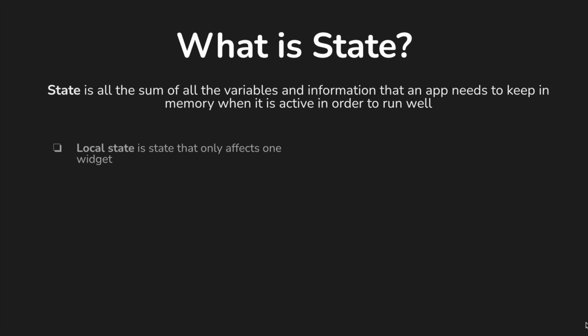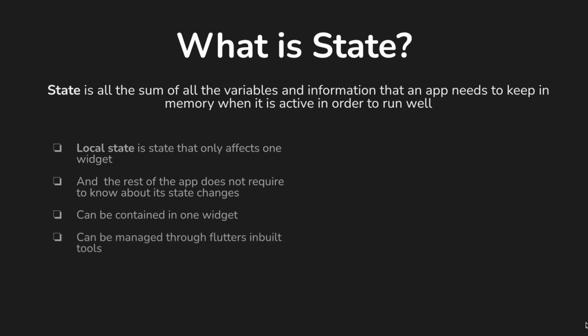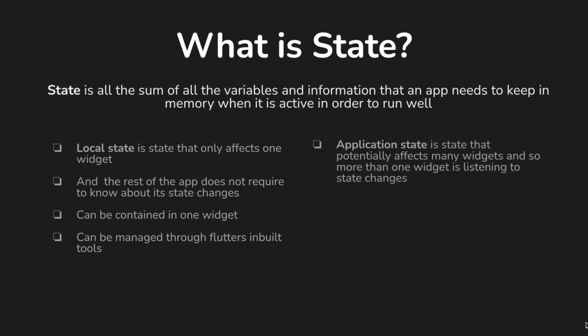Local state is state that only affects one widget, and the rest of the application does not need to know about the changes in the state occurring in that widget. Essentially, it can be contained in one widget and can be managed through inbuilt tools without requiring external libraries for state management. Application state is state that potentially affects many widgets, and therefore more than one widget needs to be aware of the changes of state.